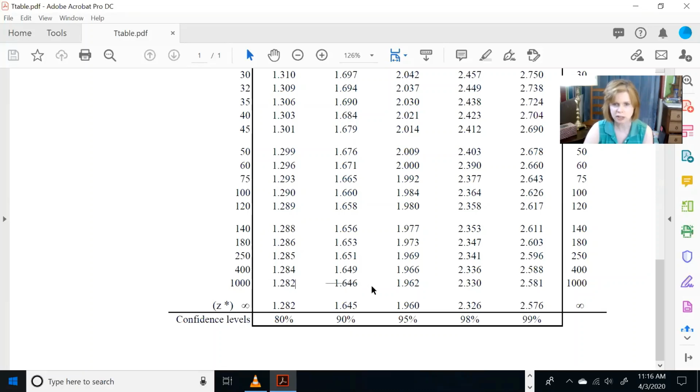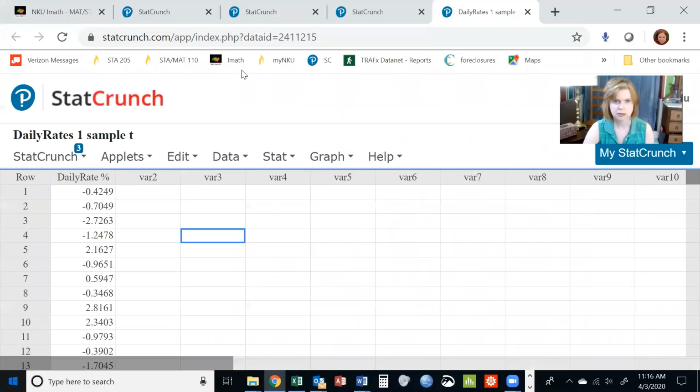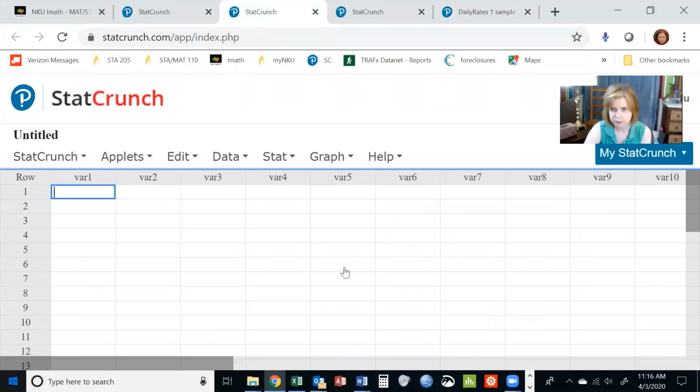What we use the t-table for, we use this to come up with the t-stars when we were doing confidence intervals. So we would say, okay, the first column is for 80% confidence intervals, second for 90, etc. All right, so I'm going to have to use StatCrunch to get my p-value. All right, so how do I do that?